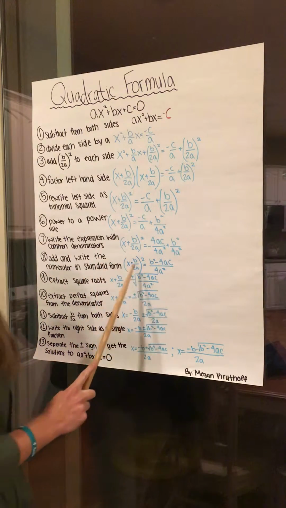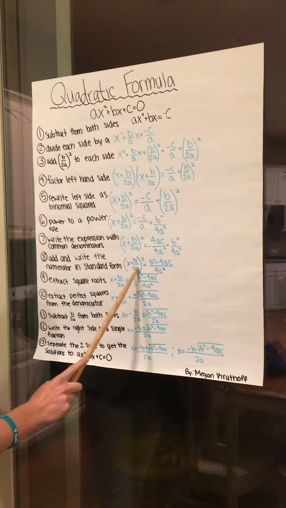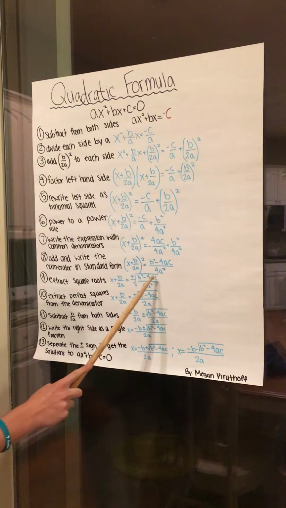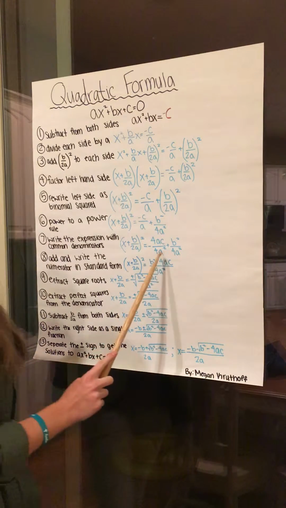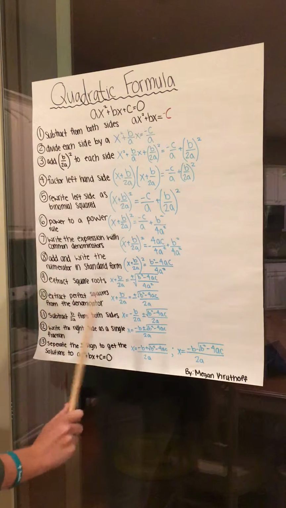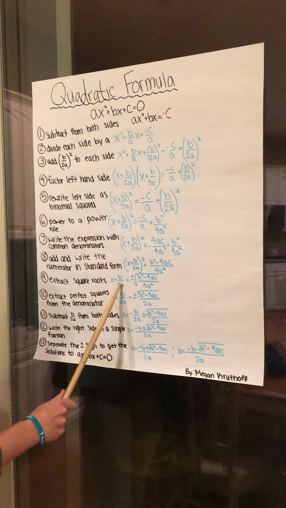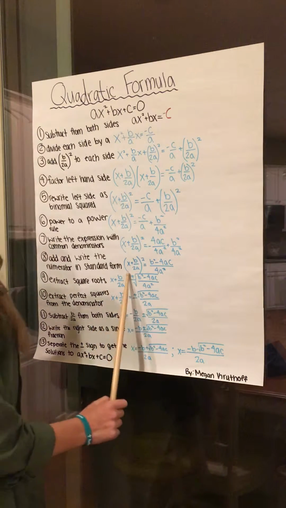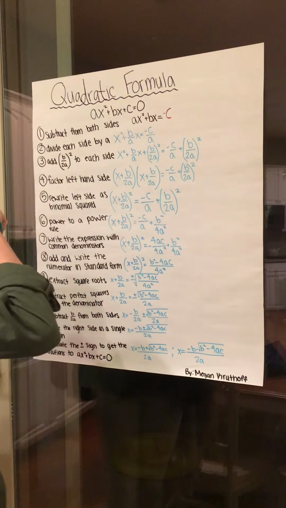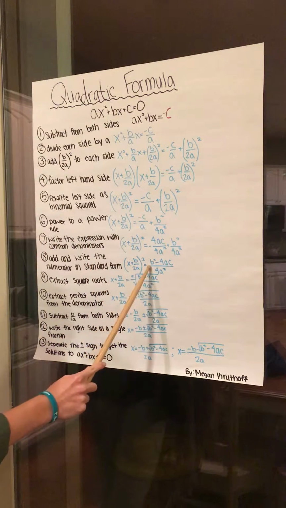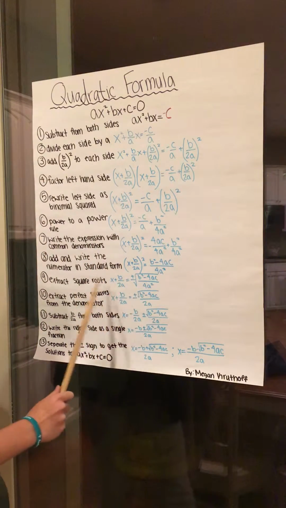So to get to standard form, you're going to do x plus b over 2a squared equals b squared minus 4ac over 4a squared, because you want to get it in standard form. And then the ninth step is to extract square roots. So you're going to put a square root on the right side and a square root on this side, but since it was squared, it would just be x plus b over 2a.